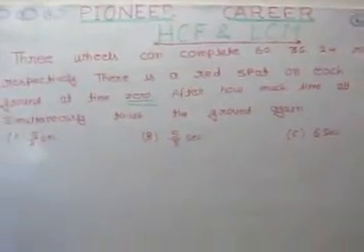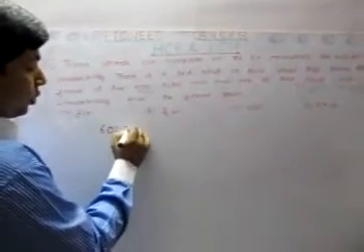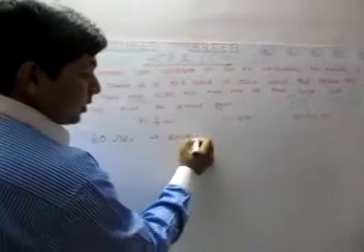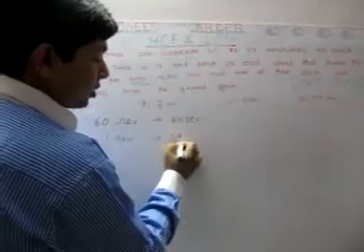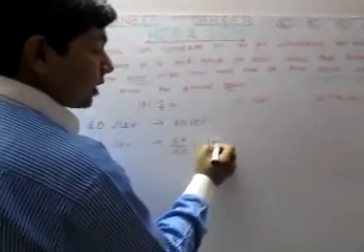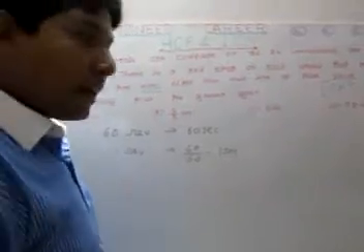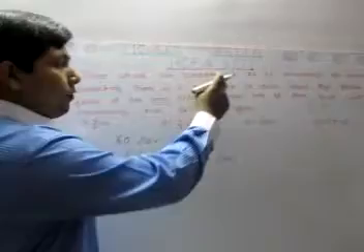So we have 3 wheels. Now for the first wheel, it completes 60 revolutions in 1 minute or 60 seconds. That means 1 revolution in 60 by 60 or 1 second. That means every second it takes 1 revolution. So every second this red spot will touch the ground for the first one.